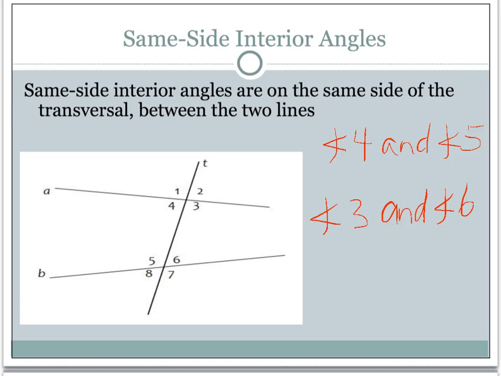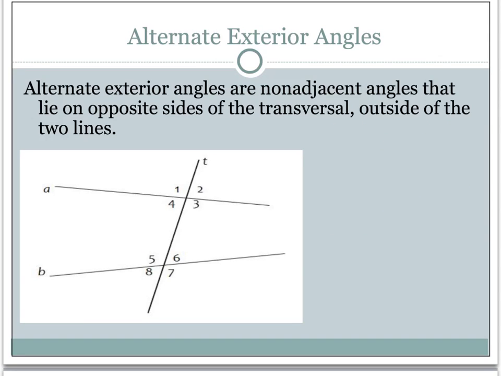Let's take a look at a next set. The next pair, we move to alternate exterior. Now we once again remind ourselves that alternate means on opposite sides of the transversal. Exterior now means on the exterior of the two lines. And once again, they must be non-adjacent angles. So we look at the exterior angles, 1, 2, and 7, 8. We choose angles that are on opposite sides of the transversal that are not next to each other.